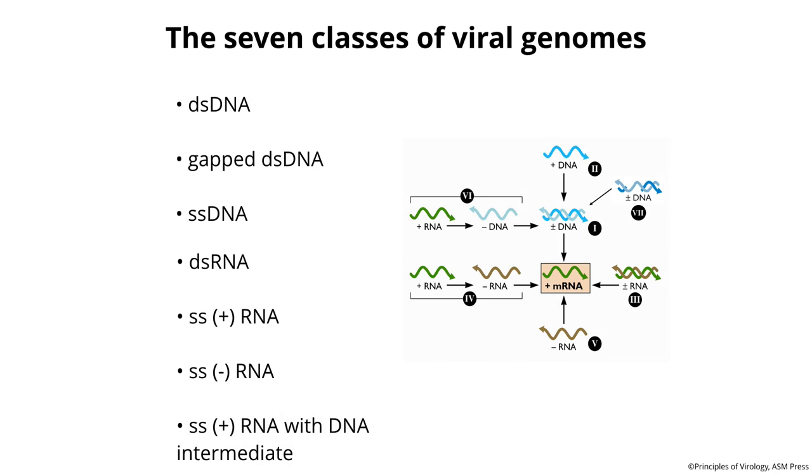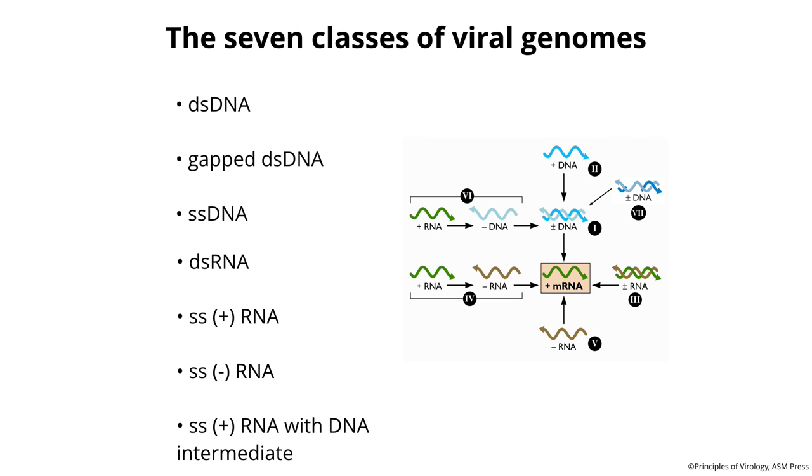So here are the 7 classes. You should know these already because we've already gone through them in the Baltimore scheme. But again, you should remember these 7 classes. If I ask you, what are the 7 classes, you should be able to rip them off without thinking, okay? There are not a lot of things I want you to memorize in this class, but this is one of them, because it just is easy to do, and it can help answer so many other questions. So we have double-stranded DNA viruses.